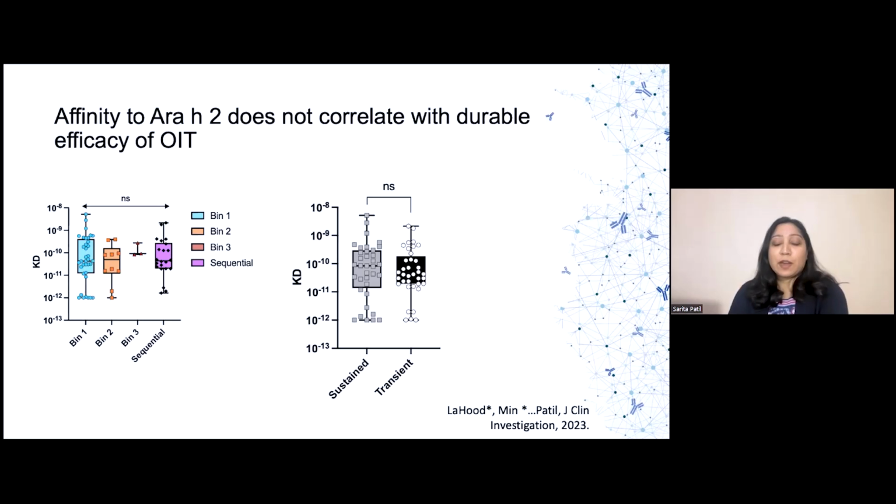These antibodies that we characterized were extremely high affinity for ARH2. So they had a sub-nanomolar affinity to ARH2 that we calculated by biolayer interferometry, shown here. It was very similar across all 3 bins. And there was no difference in the affinity of these high affinity antibodies, whether they came from patients who had sustained or only transient responses.